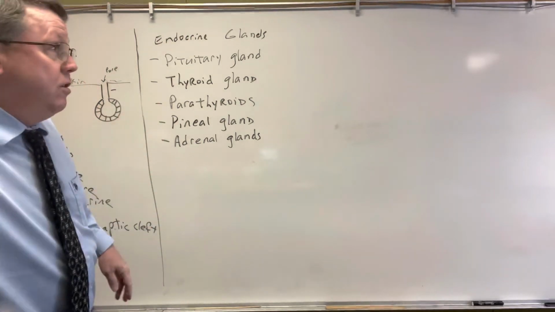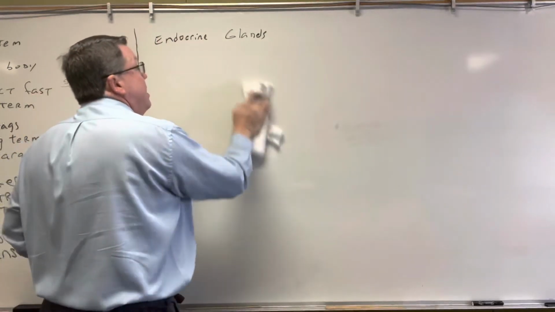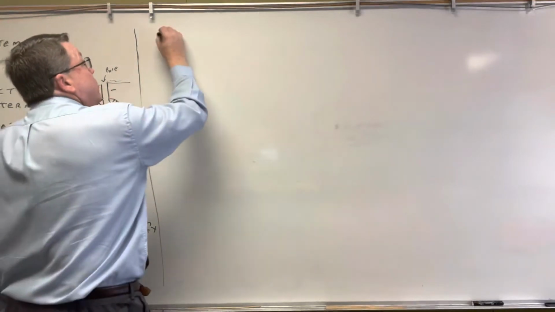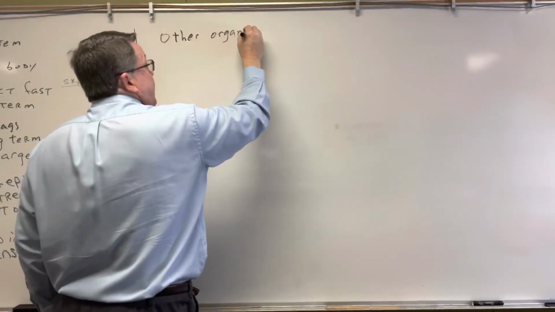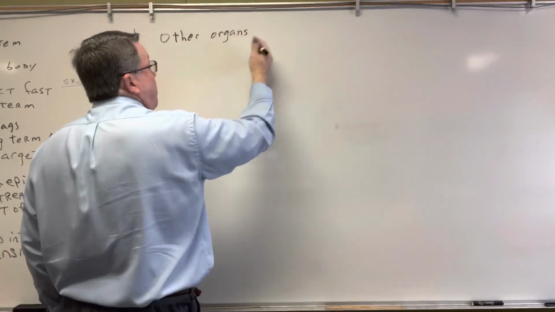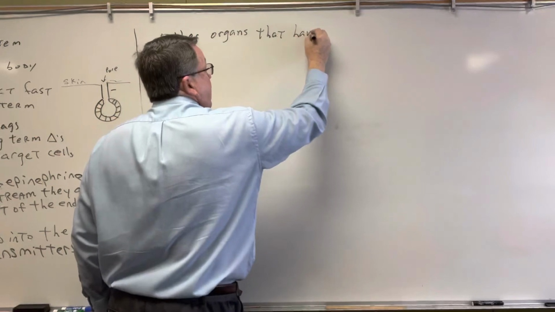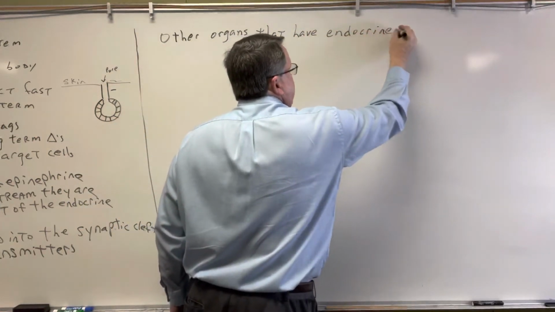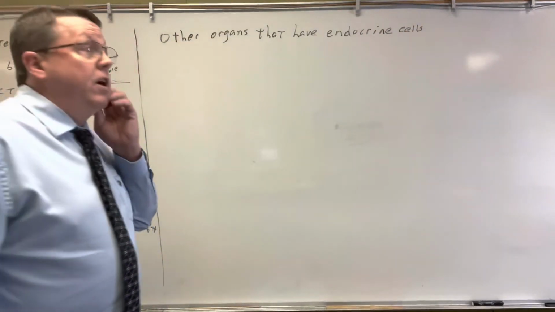So that's those, right? Now you do have other glands or other cells or other organs that release hormones, right? So other organs and tissues that have endocrine cells. Okay? Now these are different because this is not their main function, okay?